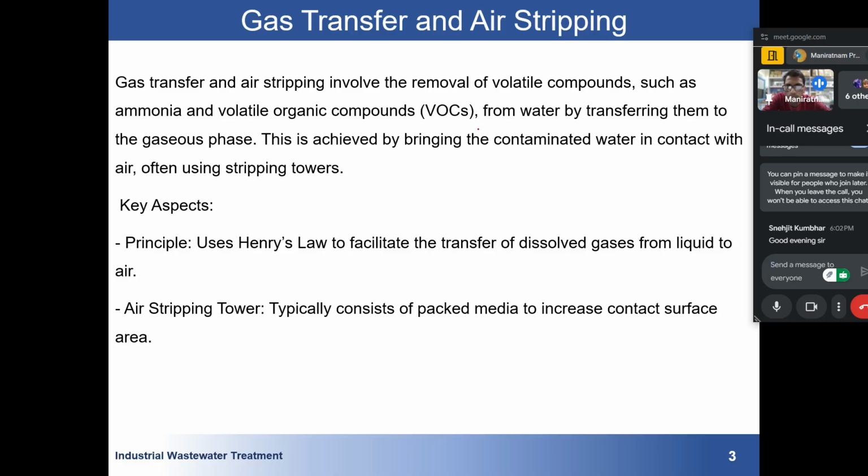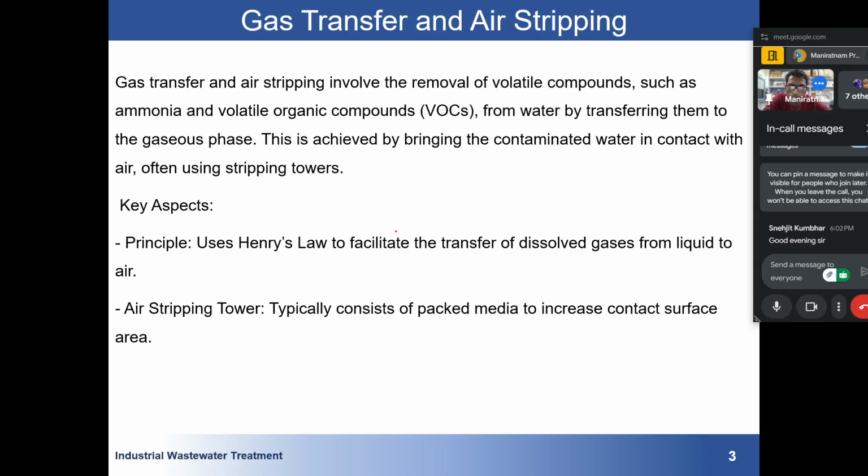This is achieved by bringing the contaminated water in contact with the air, often using stripping towers. All of you must be aware of what these stripping towers are, and we transfer our contaminated water there. There is exchange with oxygen and other gases, and there are some processes involved which help to treat our industrial wastewater. The key principle is Henry's law.